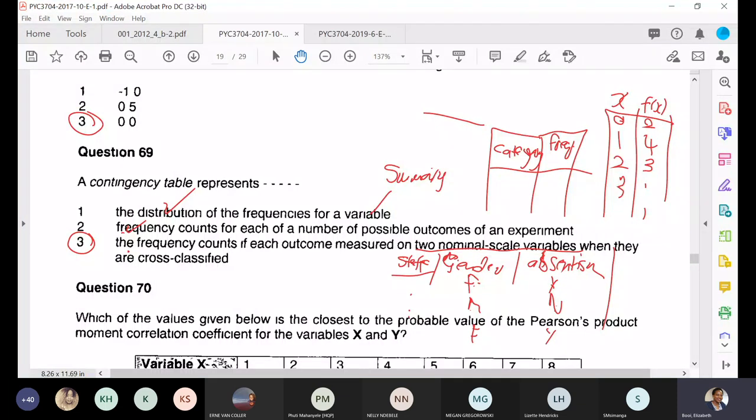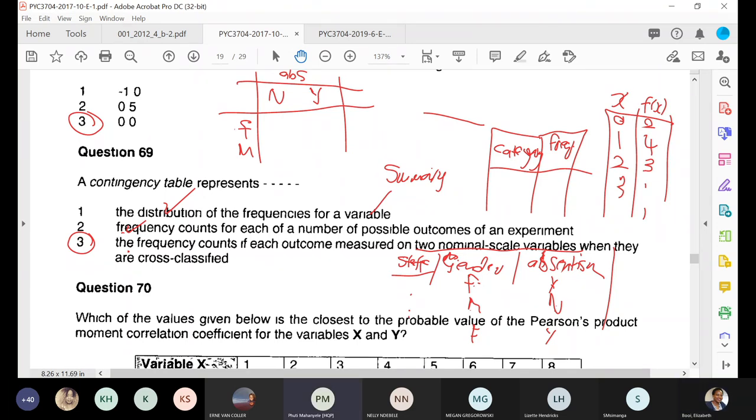Now, taking the two variables, when we have two nominal variables, we cross-classify them. So I have my no absenteeism and my yes absenteeism. I have my female and my male. That is cross-classification of those variables. You see the difference? Okay, yeah.